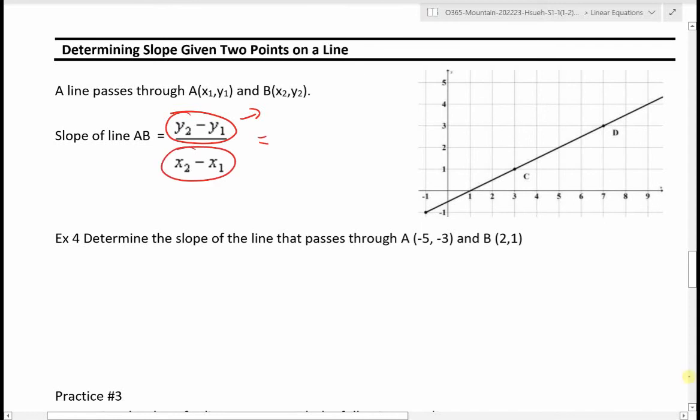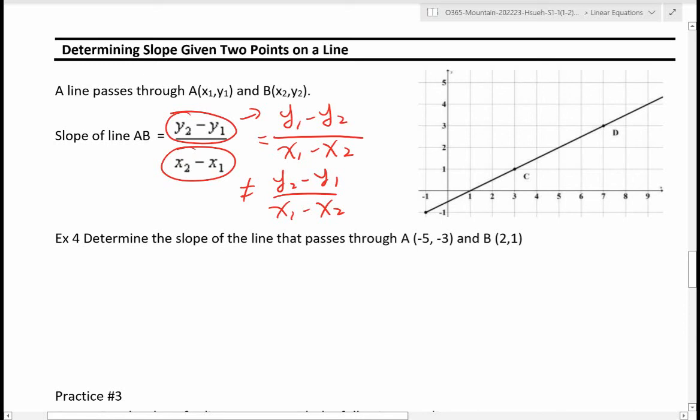Now, does it matter if we do y2 minus y1 or y1 minus y2? No, it does not matter. However, you need to keep it consistent. So if you start with y1, then you must start with x1. What I'm trying to say is you cannot do y2 minus y1, and then x1 minus x2. That doesn't work. If you start with y1, then you also need to start with x1. If you start with y2, then you have to start with x2.